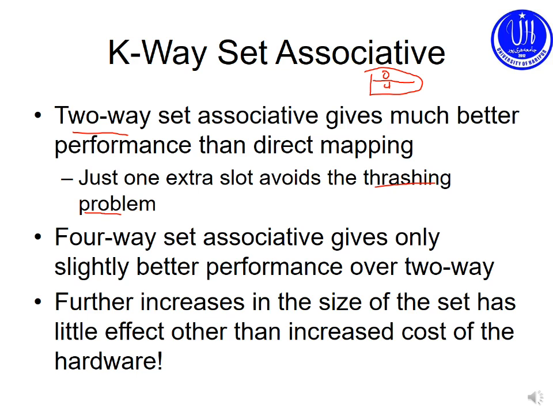Similarly, four-way set associative means that the number of lines is 4 in each set. It gives slightly better performance over two-way set associative. A further increase in the size of the set has little effect. If you increase further, it just depends upon the situation, but it is not very good to increase the number of lines per set. If we make only one set, it is just fully associative.